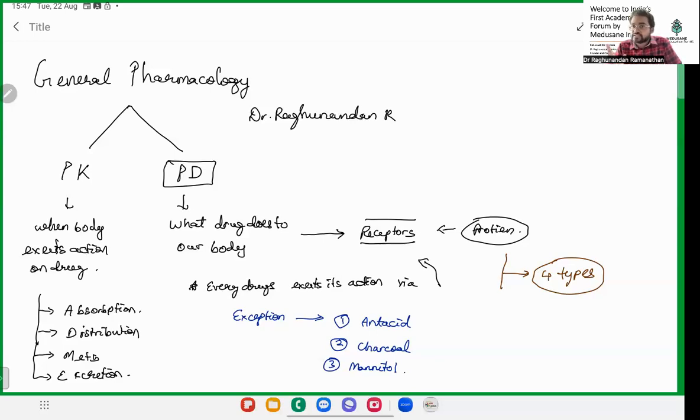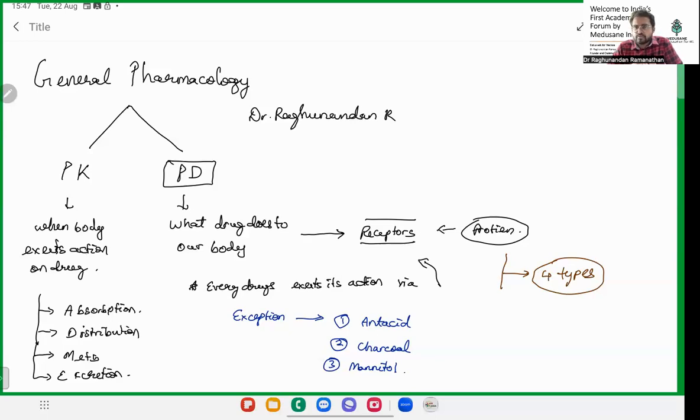It is going to exert through receptors. What are these receptors made of? Receptors are made of protein. Now, receptors are actually of 4 types.